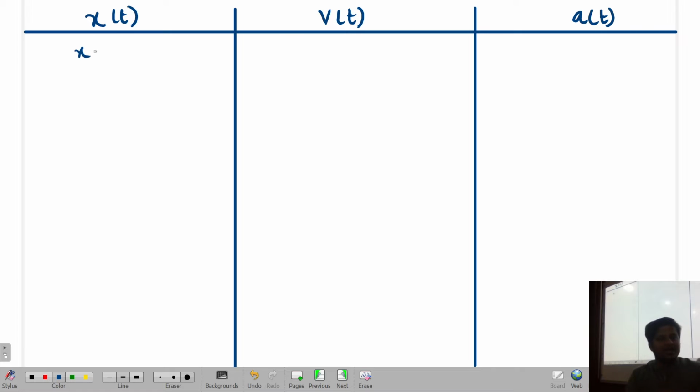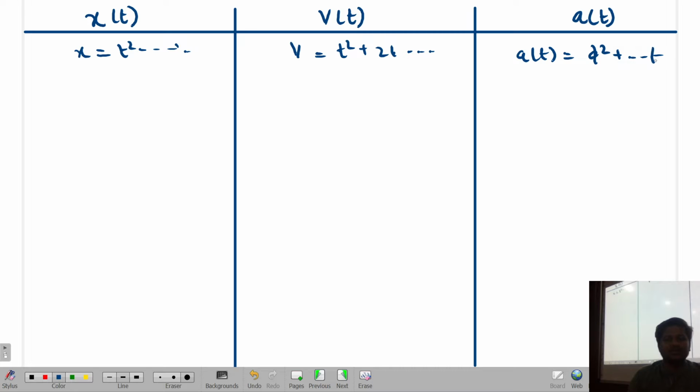You will have x given as t square plus something. V dependent upon time means v will be written as t square plus 2t or something. Acceleration of t will be given as t square plus 30 t cube or whatever it is. So you see that the RHS has only the variable t. Then I can call all of these equations x dependent upon time, velocity dependent upon time, acceleration dependent upon time.